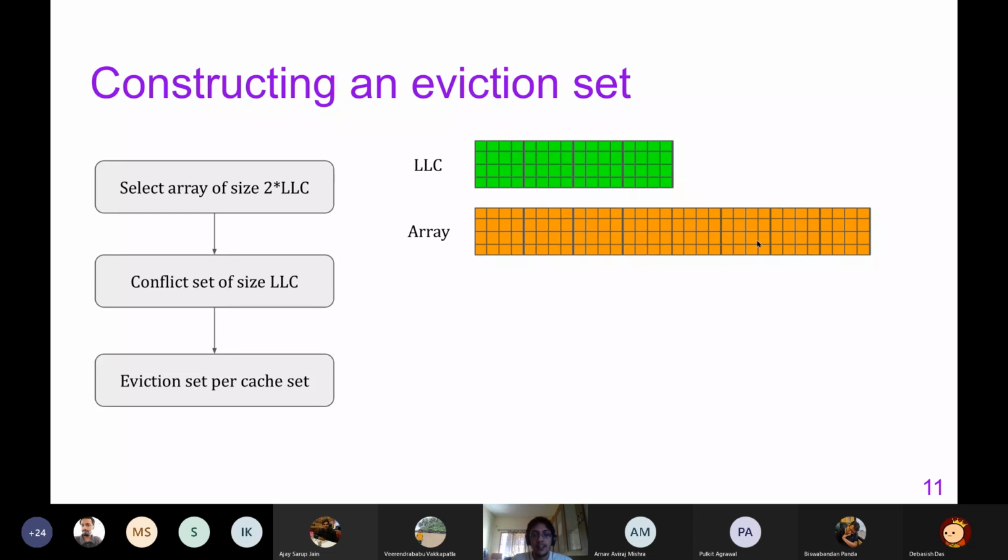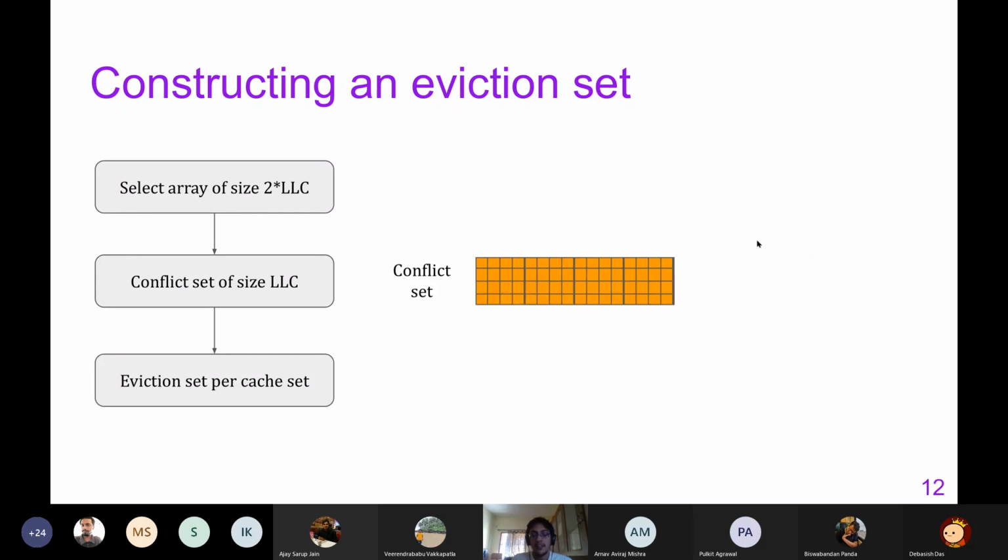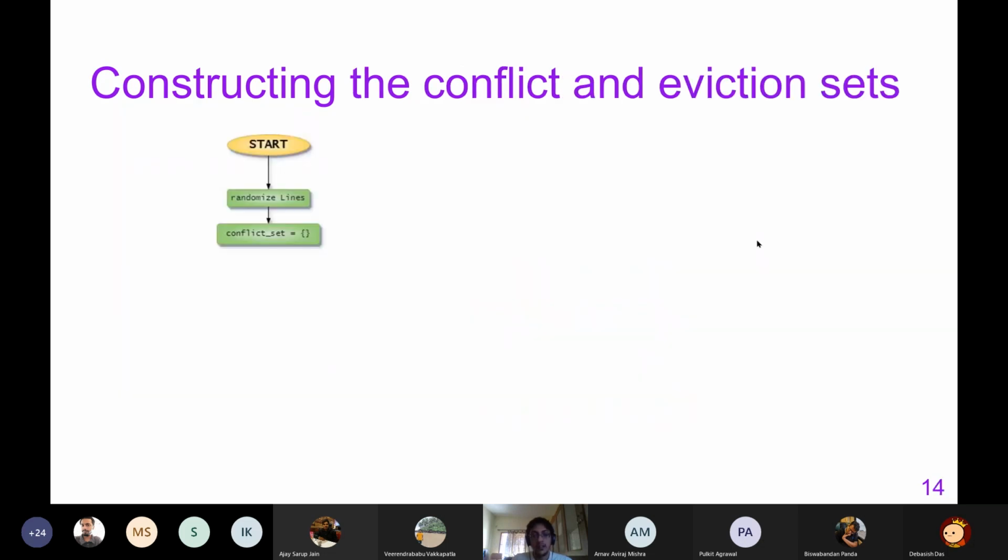Here is just a small animation showing how the eviction set is constructed. We have the LLC, we take an array of size 2 times the LLC. We reduce it to a conflict set and we convert it into a set of eviction sets. So now we look into the actual code.